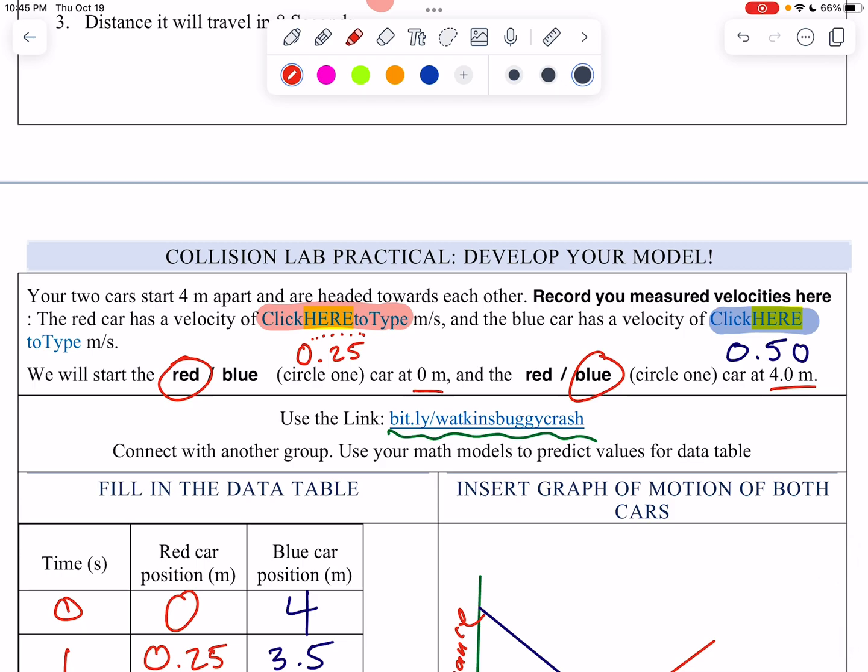You also want to establish which car is going to start at the 0-meter line and face forward, and which car is going to start at the 4-meter line and face backwards. Backwards relative, but we're going to start at the 4-meter line and move towards 0.